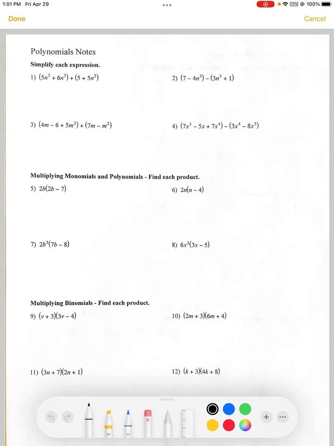Hello. You'll notice this paper is called Polynomial Notes. You have another piece of paper over there that's your assignment for the day. You'll do that after you've done this part. We will do this part tomorrow and this part Wednesday. This is your note paper for the whole week, so please do not lose it.